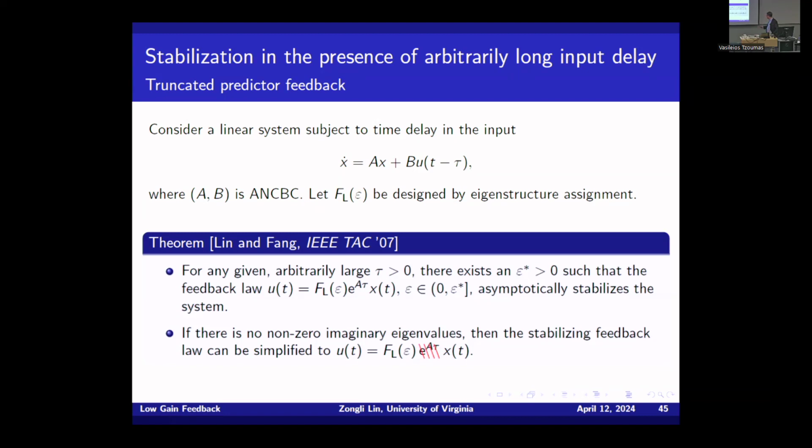And then furthermore, we saw that actually, if I don't have any eigenvalue on the non-zero j omega axis, meaning that there's no oscillation, then in that case I don't even need this term there. And the implication of this is that it is more robust to the delay. So in that case, just low gain feedback will work.